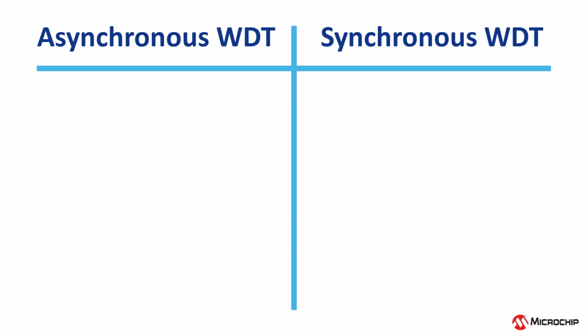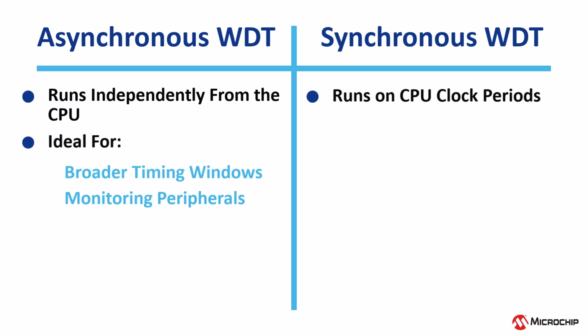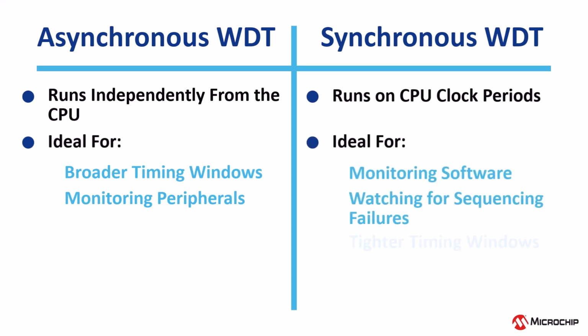The main difference between the two is that typical watchdogs run independently from the CPU, making them an ideal fit for broader windows and monitoring core-independent peripherals, while a synchronous watchdog runs on a clock periods from the CPU, making it great for monitoring software and watching for sequencing failures where a tight window of time is required for catching errors, since the standard watchdog timer's core independence can also lead to jitter due to timing variations between the peripheral and the CPU. Continuing on, the AVR SD has an extensive list of safety features for safety-critical designs.